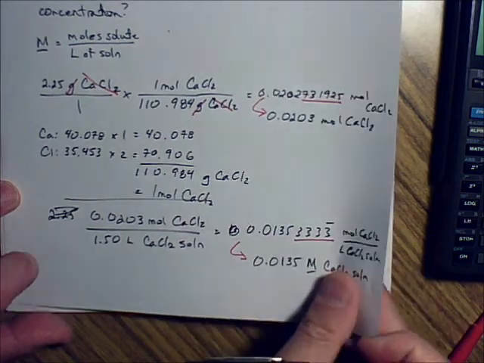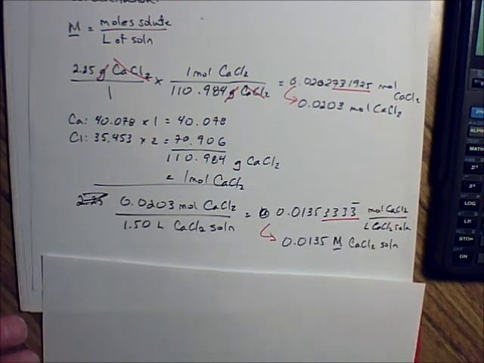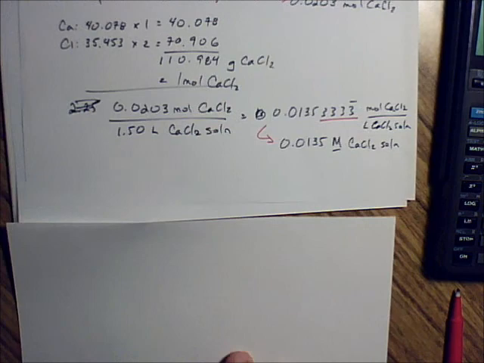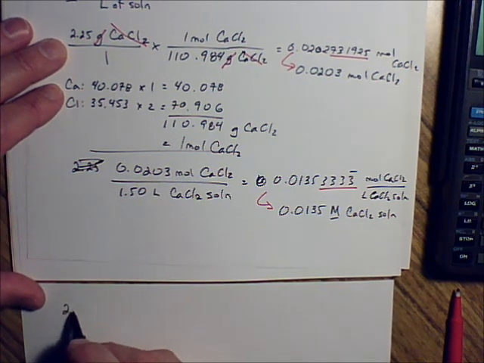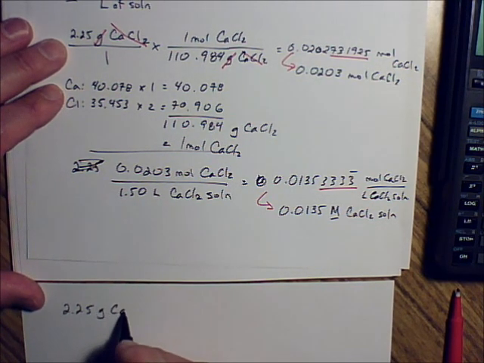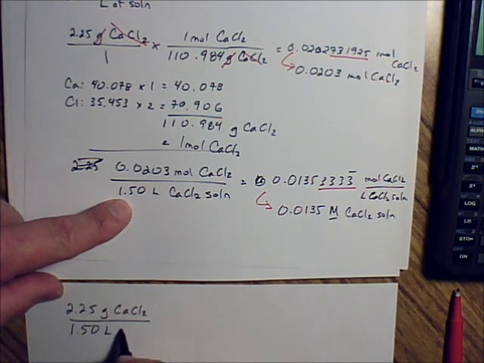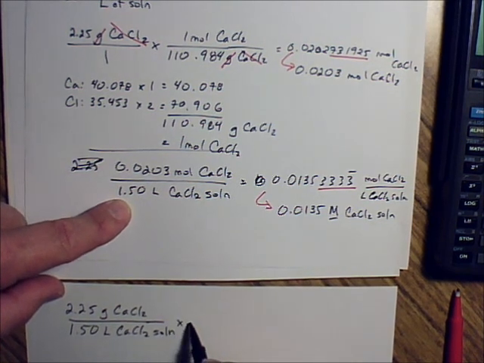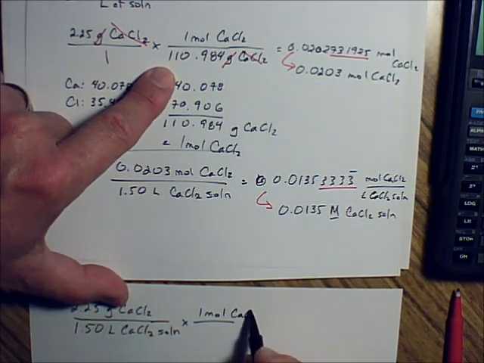Now, having done all of that, Amber has a shortcut. Here's what, if I understand it right, this is what Amber did. She started out with 2.25 grams of calcium chloride over 1.50 liters. Then what she did was to build a conversion unit from the molar mass, 1 mole of calcium chloride over 110.984 grams of calcium chloride.